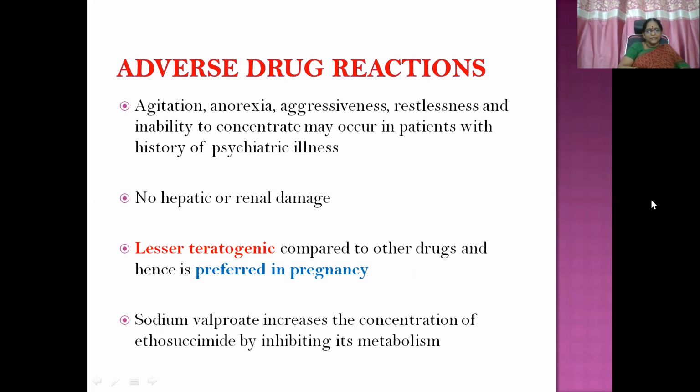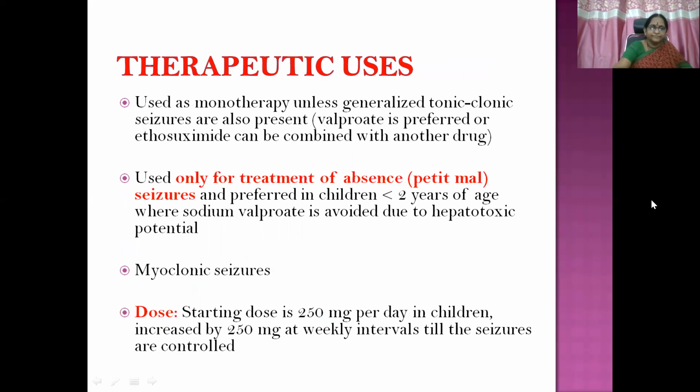Ethosuximide is also less teratogenic, so it can be preferred in pregnancy. Sodium valproate increases the concentration of ethosuximide by inhibiting its metabolism. Uses: as monotherapy in generalized tonic-clonic seizures, but valproate is the preferred molecule when combined with ethosuximide. Then it is used only for the treatment of absence seizures.